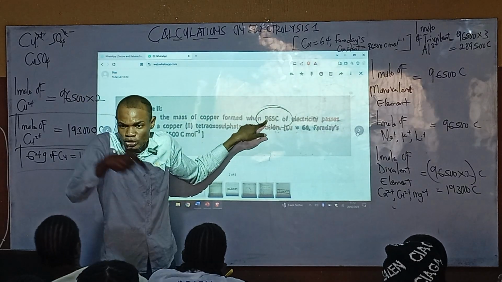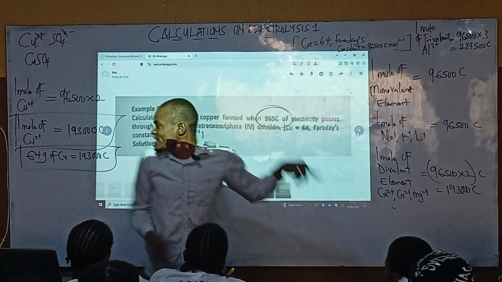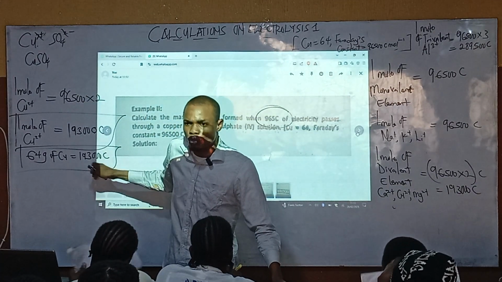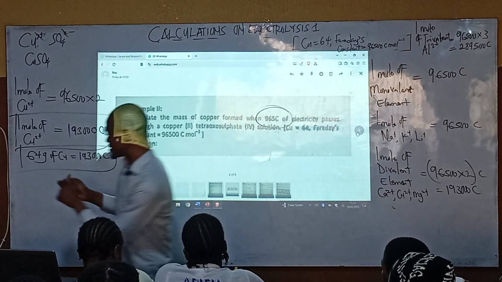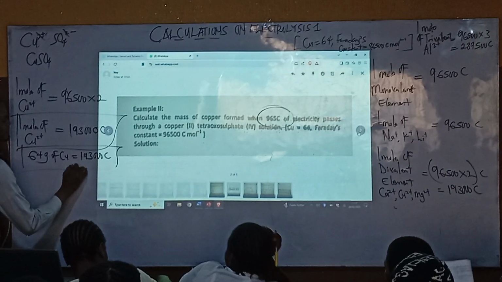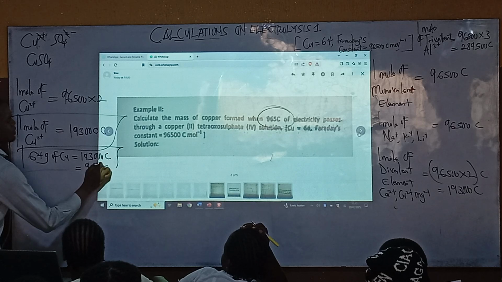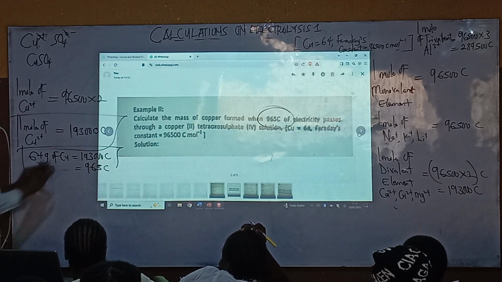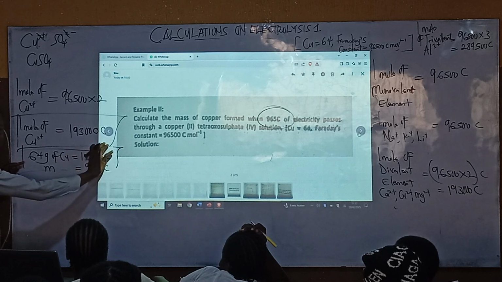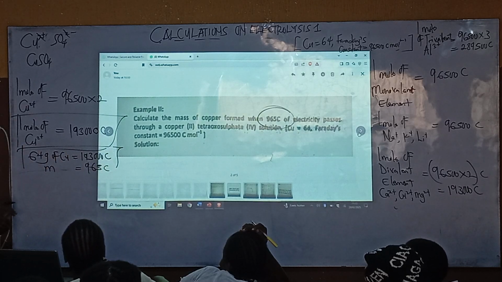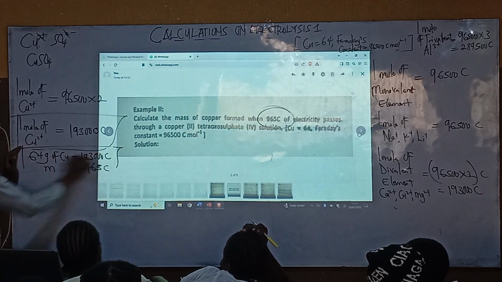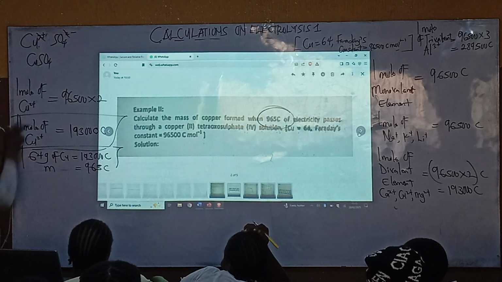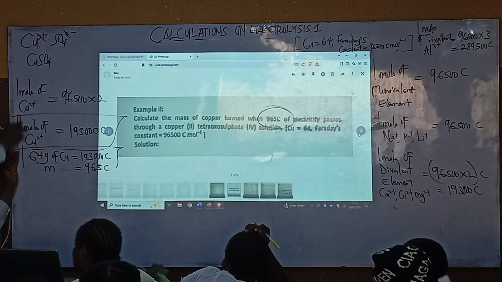Look at the quantity of electricity they used in the experiment: 965 coulombs. It's not up to 193,000 coulombs. So I will place 965 coulombs here. What will be the mass of copper that will be liberated? Normally, if you use this quantity of electricity, it should liberate 64 grams of copper. This is your basic conversion. This quantity of electricity will liberate 1 mole of copper, and 1 mole can also be equated to atomic mass.